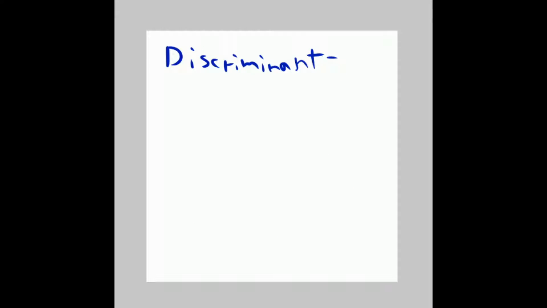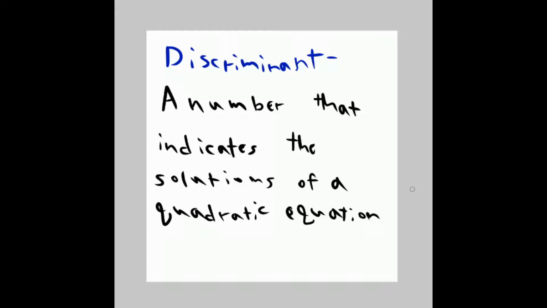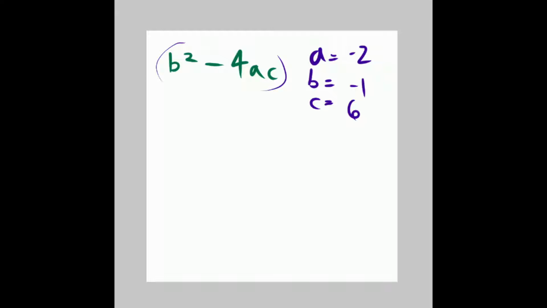Before you even start solving a quadratic equation, first you need to find a discriminant. What's a discriminant? A discriminant is essentially a number that indicates the solutions of a quadratic equation. It does not give the actual solution, but it does hint at what the actual solution will be. The formula for finding the discriminant of a quadratic equation is b squared minus 4ac.